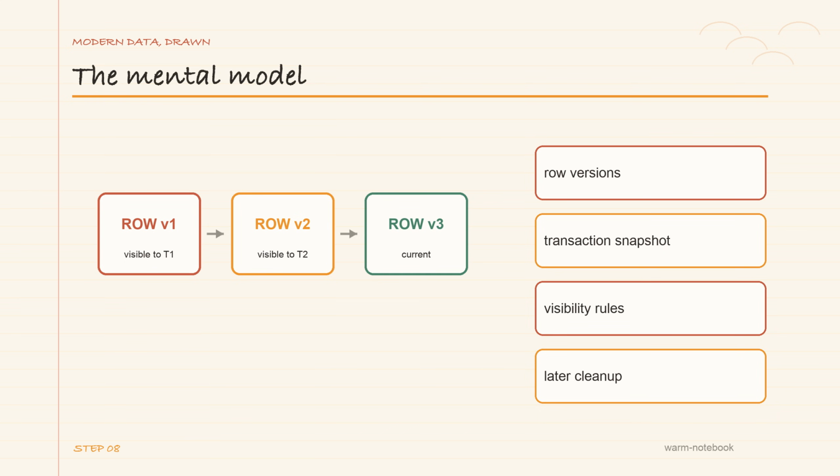Read the drawing from one idea to the next: row versions, then transaction snapshot, then visibility rules, then later cleanup. You do not need to memorize every implementation detail yet. Focus on what moves, what stays fixed, and why the system does less unnecessary work.